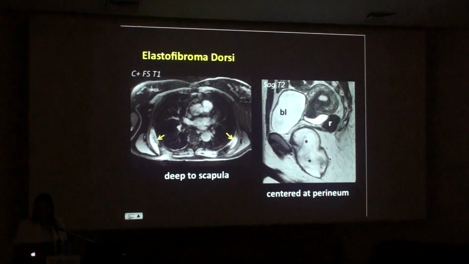And then in this case, we're looking at a sagittal T2 weighted image in the lower pelvis. We have this large lobulated mass. You can see urine in the bladder, bright on T2. Here's the pubic bone in front. And this lesion is centered at the perineum.